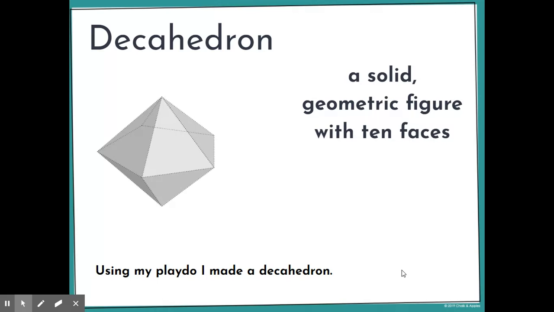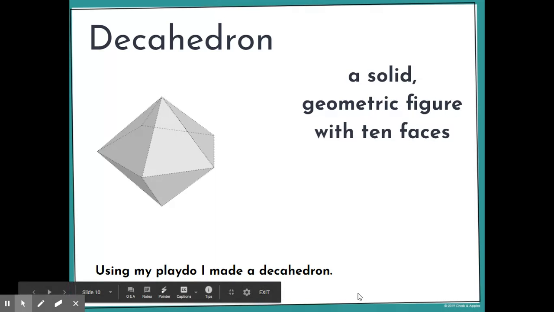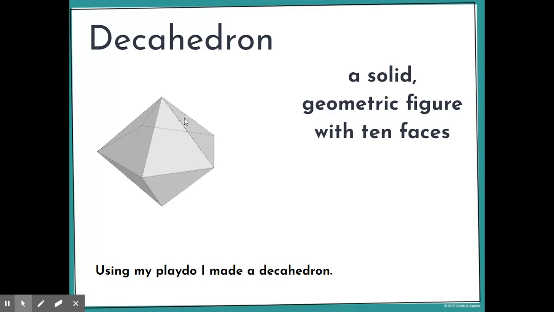Decahedron. Decahedron is a solid geometric figure with 10 faces. It includes deca, so it's going to have something to do with 10. This is a 3D object. It almost looks like two pyramids stacked on top of each other. So again, it's a decahedron, and it's called that because it has 10 faces.